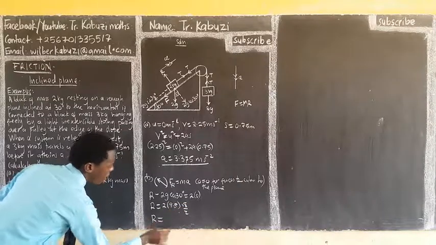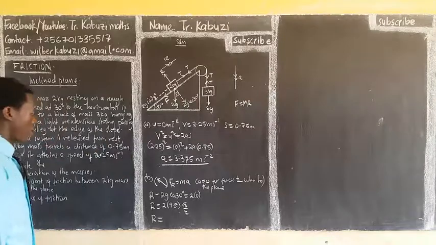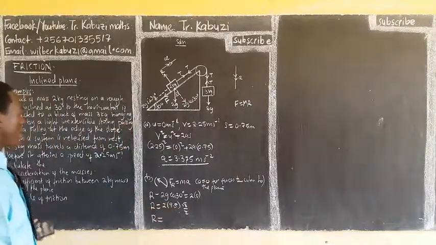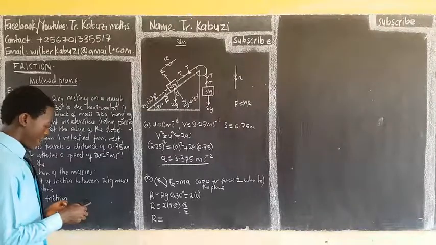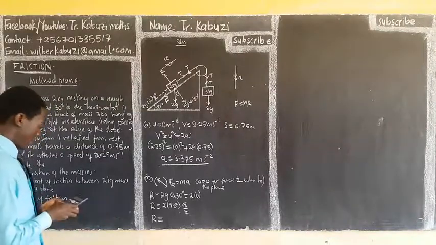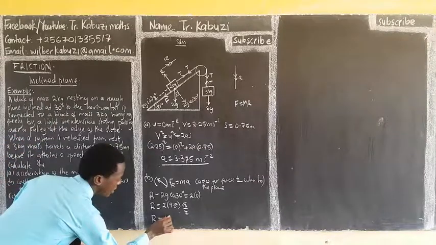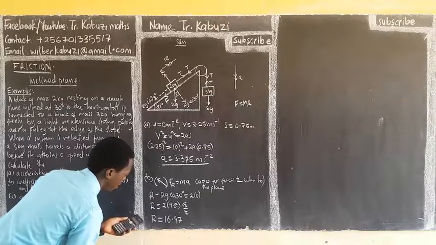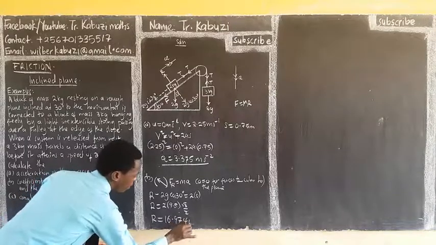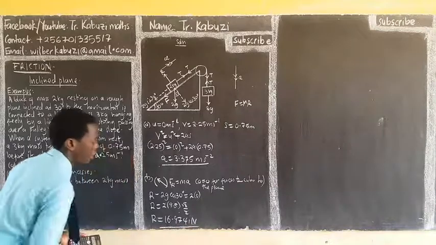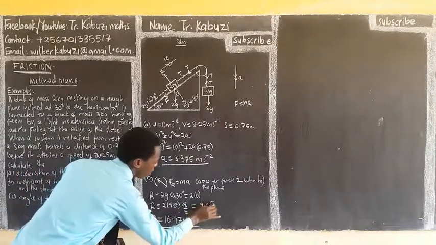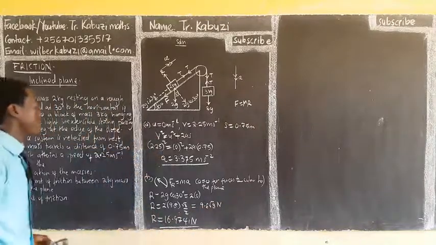So our R, from there, I think you see we can calculate our R. We can leave it to 4 decimal places. Here I get 16.9741 newtons. Or from here, consider we have 9.8 root 3 newtons. I'll give it 4 decimal places.